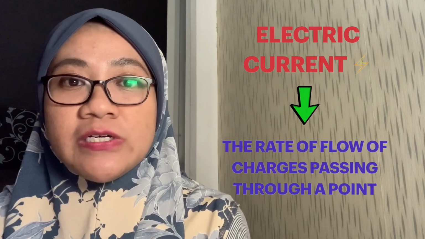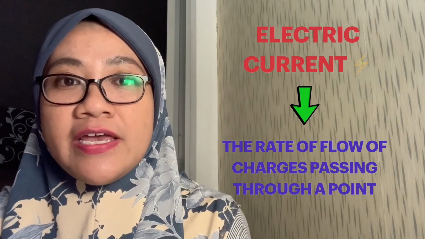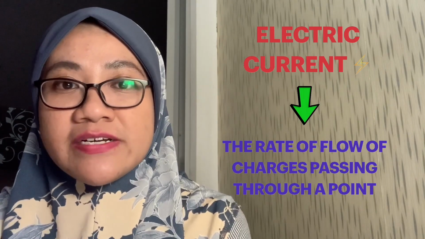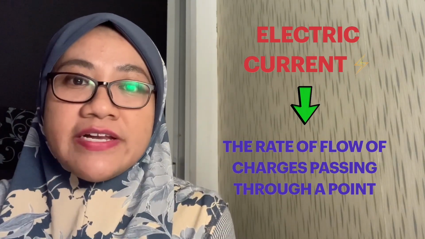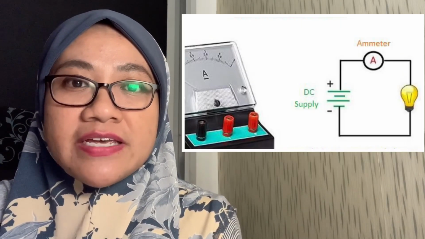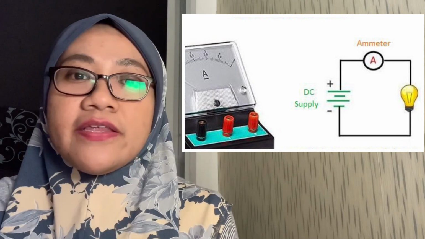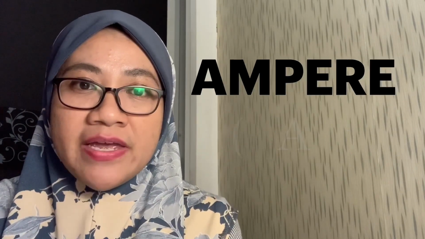Electric current is defined as the rate of flow of electrical charges passing through a point in an electric conductor. The flow of electric current can be measured by using a device called an ammeter connected in series in an electric circuit. The SI unit for electric current is ampere.